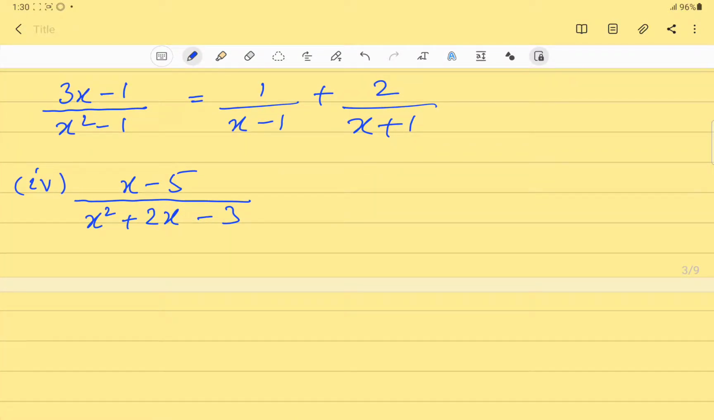We can straight away go ahead with the partial fraction because the degree of x in numerator is lesser than the degree of x in denominator. But the thing is, the expression in the denominator we can factorize. If we take a careful look at it, it is factorizable. So let's go ahead and factorize x squared plus 2x minus 3.